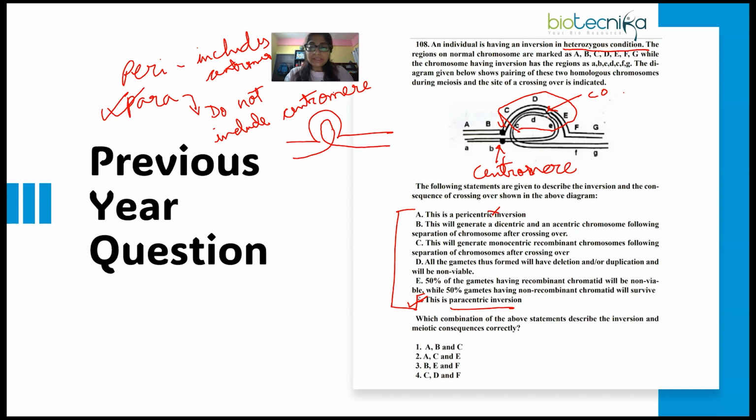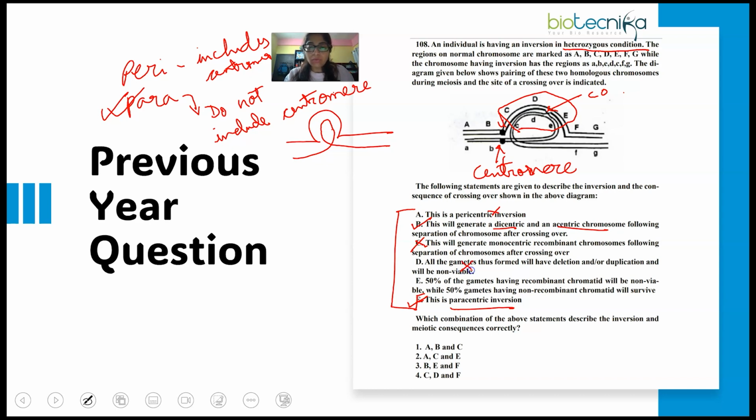Okay, so it is a paracentric inversion, that is correct. Now B says that it will generate dicentric and acentric chromosomes following separation. That is also true. C is wrong because it will not generate monocentric recombinant chromosomes. D says that all the gametes thus formed will have deletion or duplication and will be non-viable.